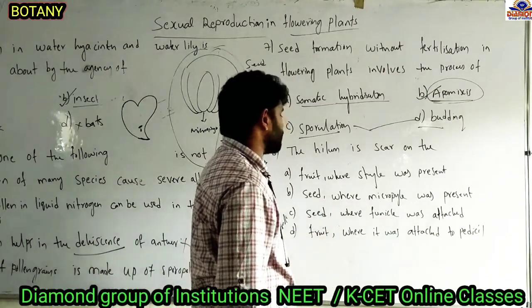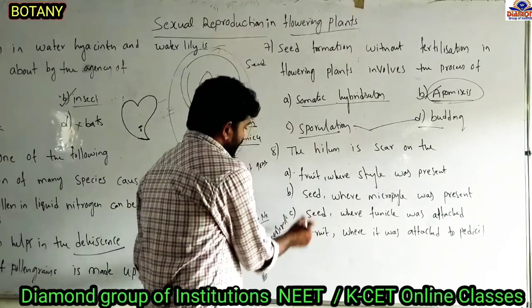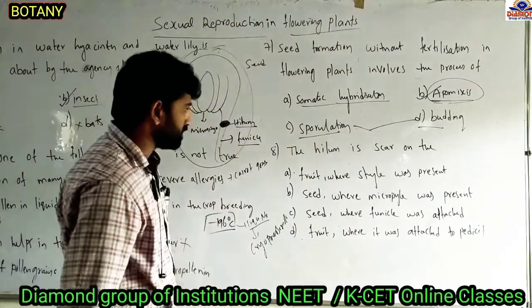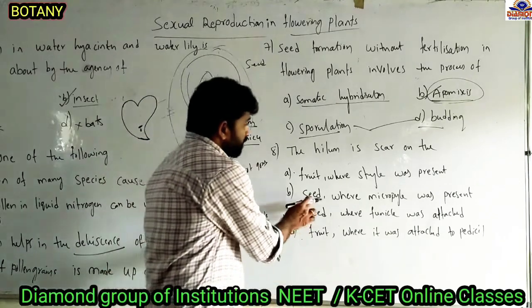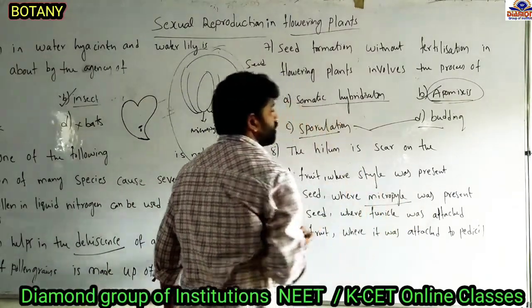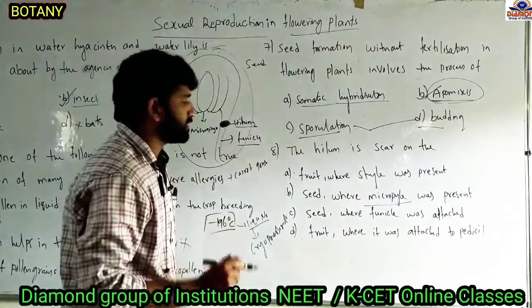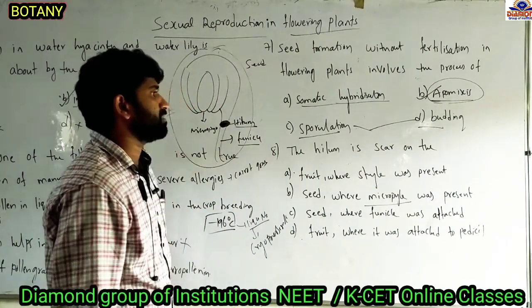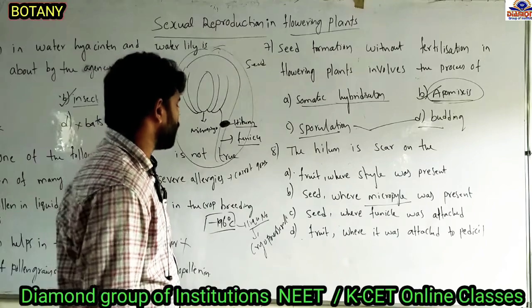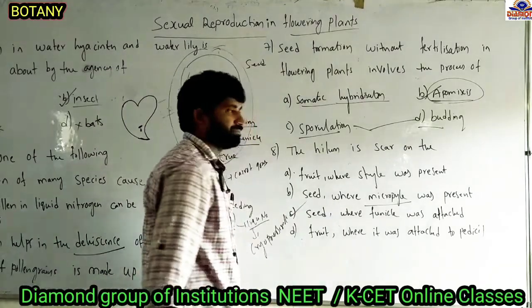And option D, they given as a fruit. So fruit A and D is not related to the seed, and B and C are only related to a seed. In the B option, they given micropyle. Micropyle is a small pore. It's not that; that is a hilum. Hilum is represented as a junction between the funicle and the ovular body. So answer is C only.